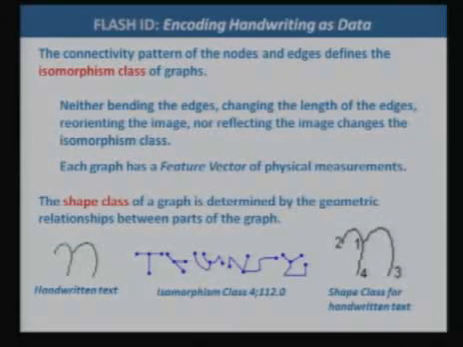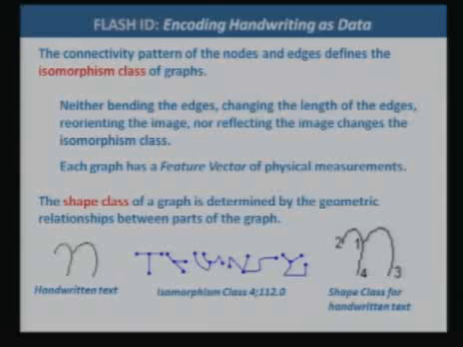I mentioned the isomorphism class. That's determined by the connectivity of the nodes and the edges that are in the graph. Again, a topological property. So no distortion of that graph that doesn't break it changes the isomorphism class. And an isomorphism class has a feature vector that's defined with it. For instance, the isomorphism class of this particular graph, which we call a T graph because you can deform that to a T, has a vector of about 200 physical measurements.